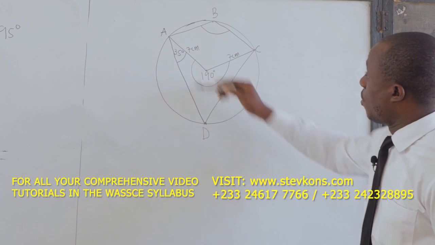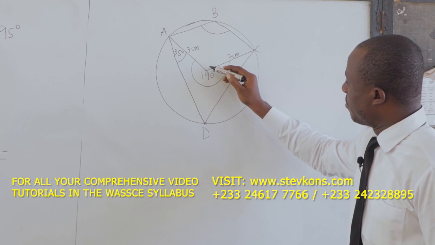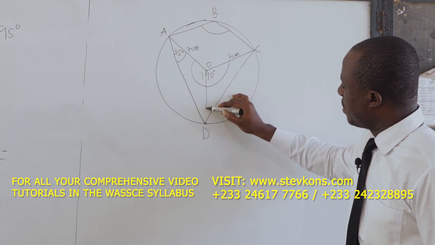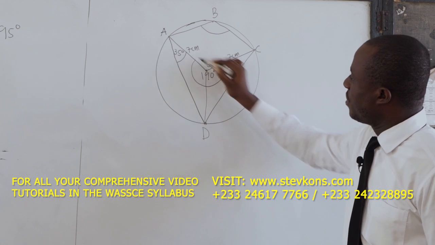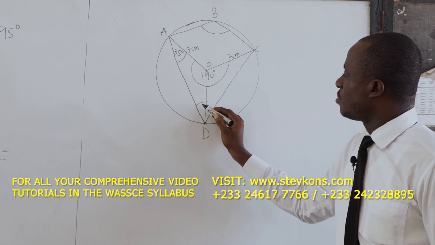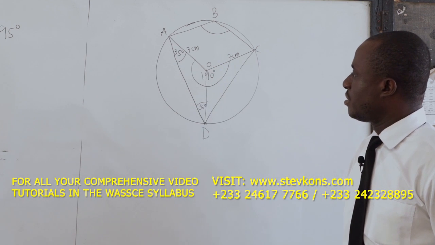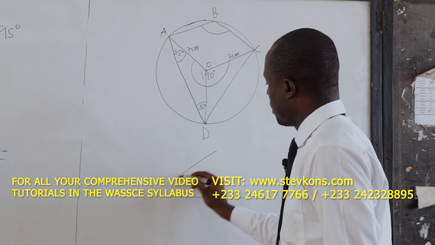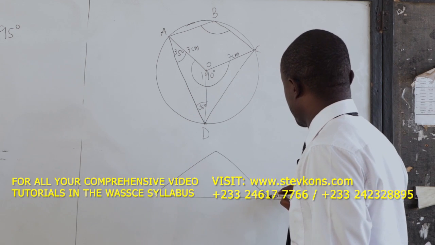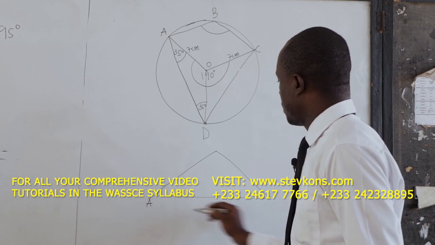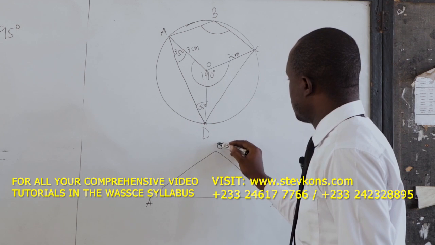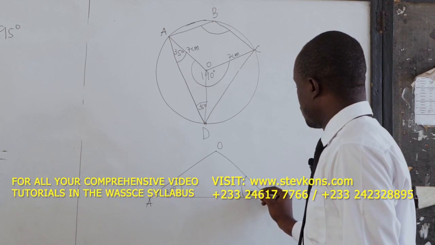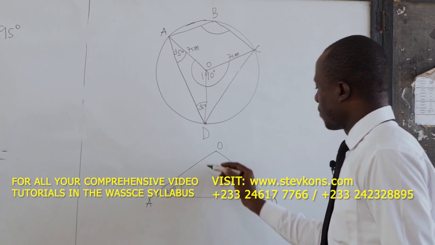Okay, we want to find chord AD. So let's bring the line from the center. The center is O to the circumference at D. Now, this and that are the same, so this can also be said to be 35 degrees. Now, what do you have? Let's consider the triangle over there. Now, this is A, this is D, this is O. Now, this is 35 degrees. This also is 35 degrees.